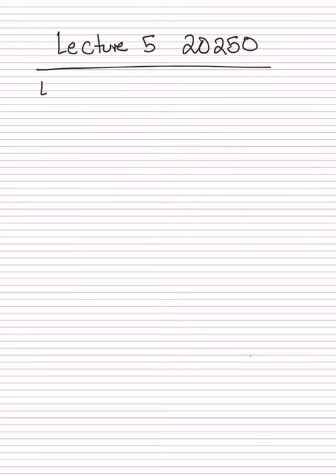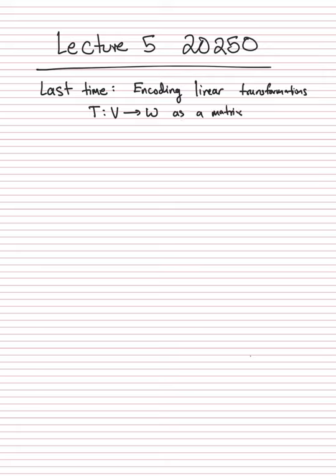Okay, so let me recall where we were last time. We had seen the idea of encoding linear transformations between vector spaces, so T from V to W, as a matrix A. So this relied on choosing bases for V and W.